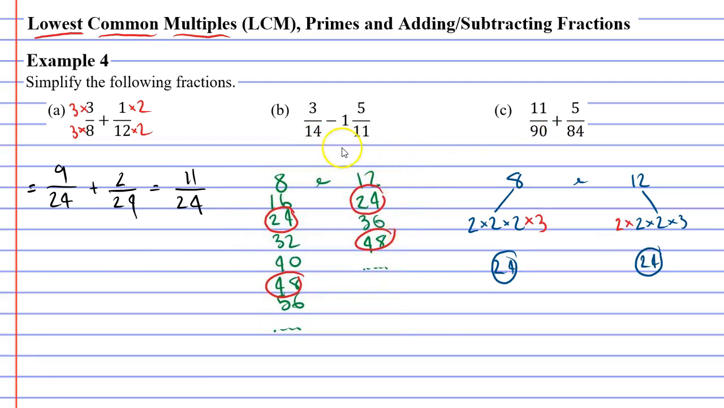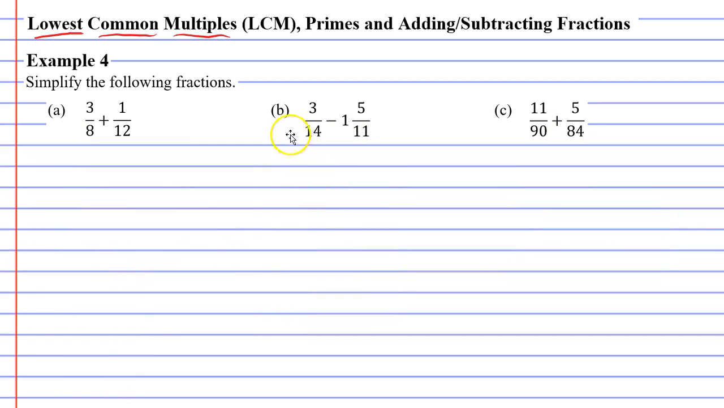And this time, rather than listing my common multiples, I'm going to list my prime factors and solve my questions that way. So we'll start with a blank slate. And the first thing I need to do for question B is change this mixed numeral into an improper fraction. It's just going to make my life a little bit easier. So we're going to multiply first and add second. 11 times 1 is 11, plus 5 is 16. So we get the fraction 16 over 11, and for our first fraction, 3 over 14.